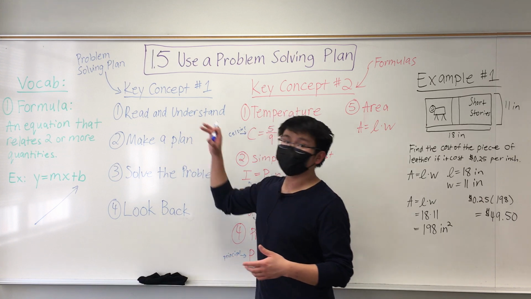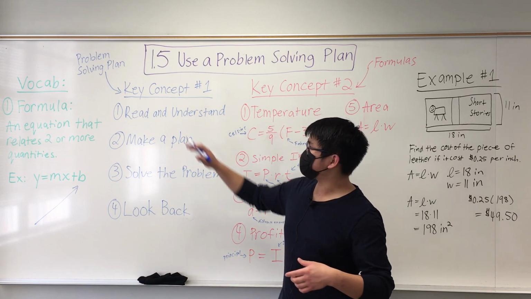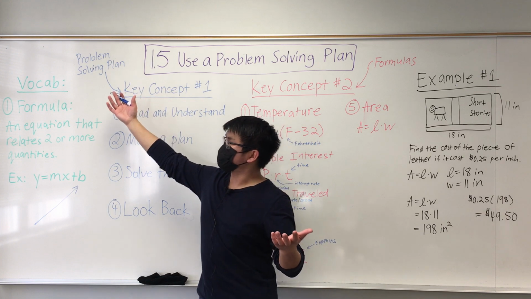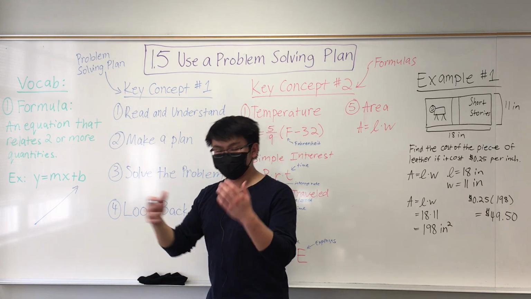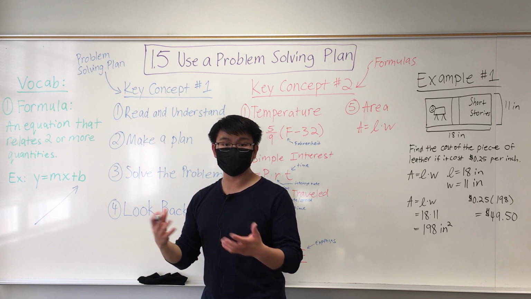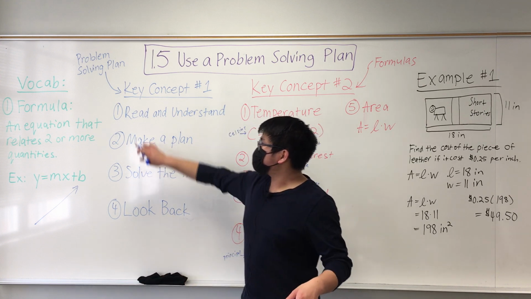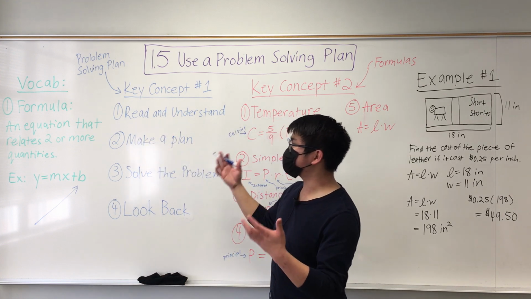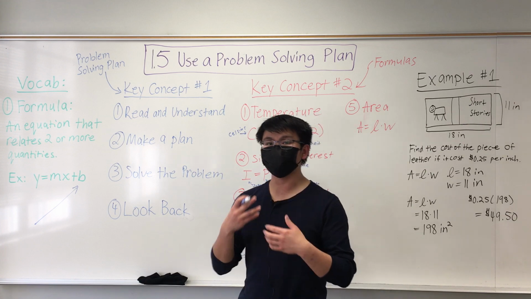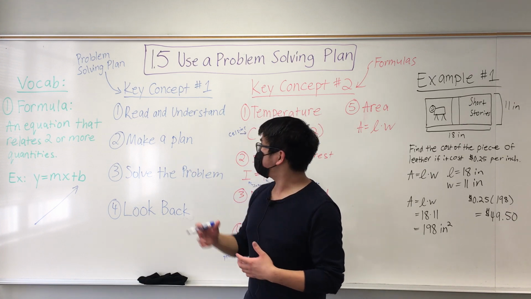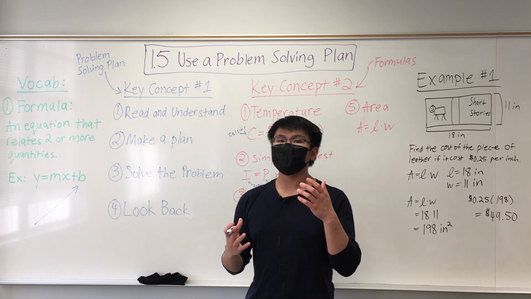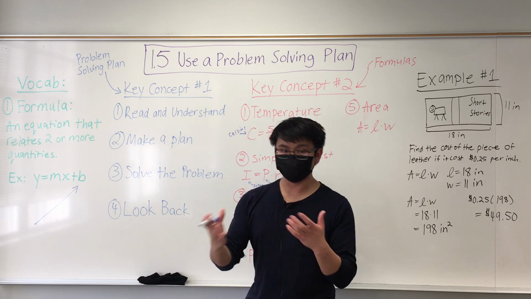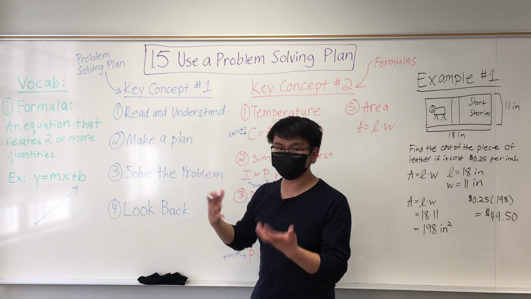So let's look at the first key concept here. The first key concept is learning how to problem solve: formulating a plan and then being able to solve a real-world life problem out of that. The first step is to read and understand. That means reading through the problem carefully, and then understanding is to identify what we know and what we don't know.